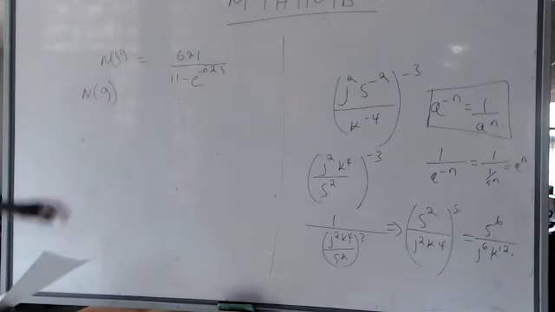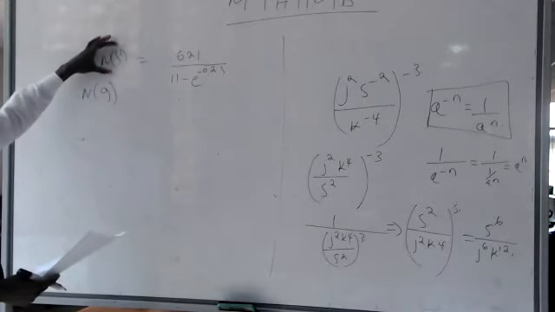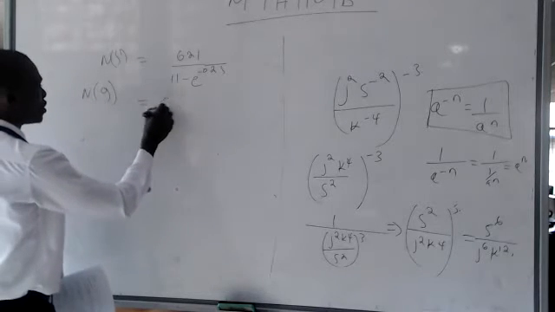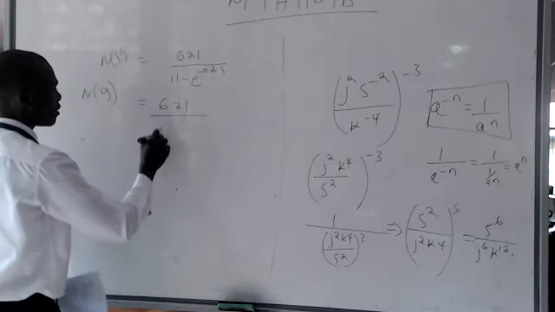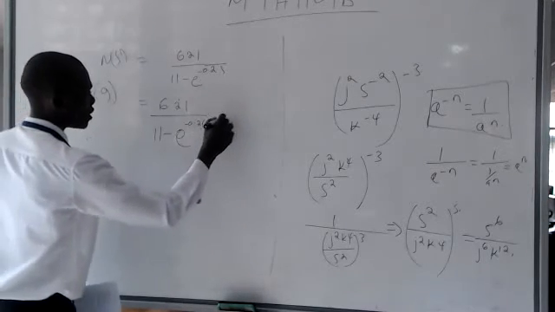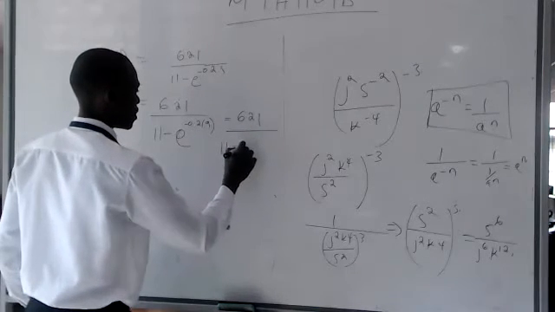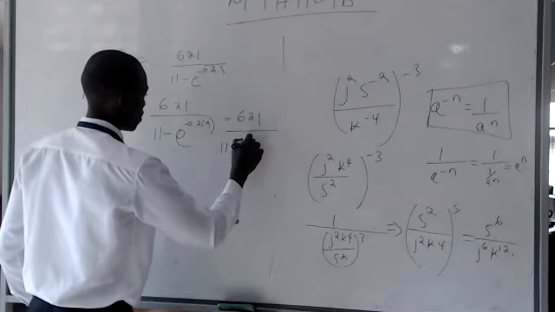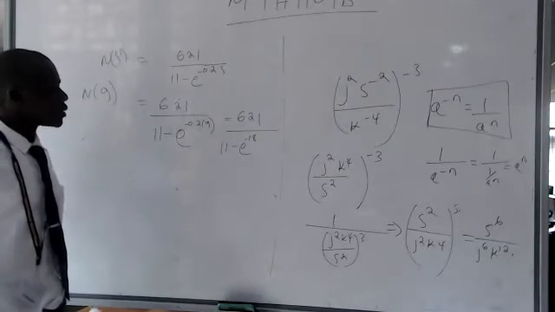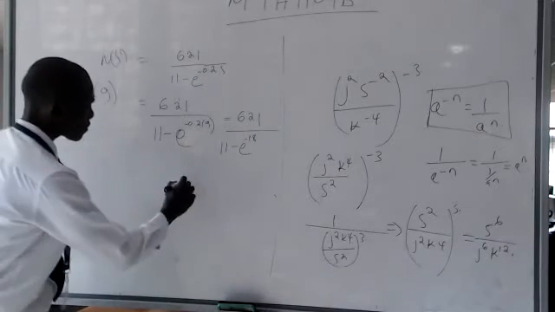When you have 9 minutes, just substitute 9 for s. So n of 9 should be 621 divided by 11 minus exponent minus 0.2 times 9. So this is going to be 621 divided by 11 minus exponent negative 1.8. Use a calculator to compute this. Someone compute this and give us the value.